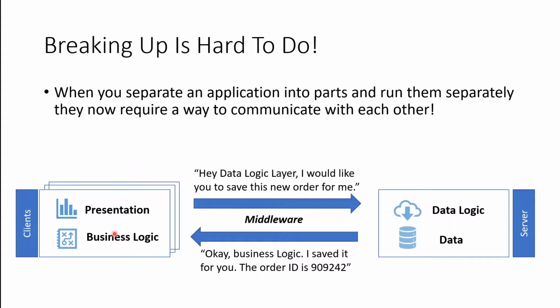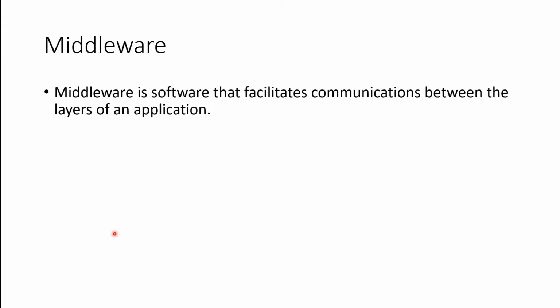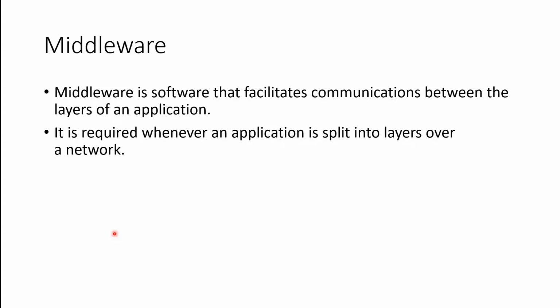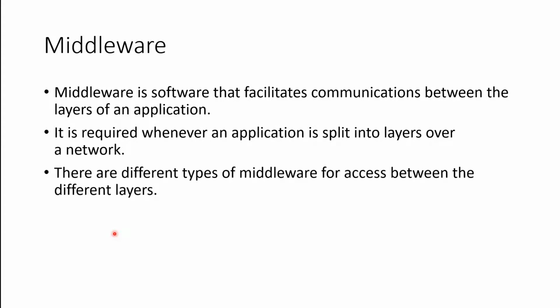This is a function of middleware. Okay, and when you hear the term middleware, this is what we're referring to. Middleware is basically software that facilitates the communications between two layers of the application. It is required whenever we split an application into layers over a network, and there are different types of middleware.